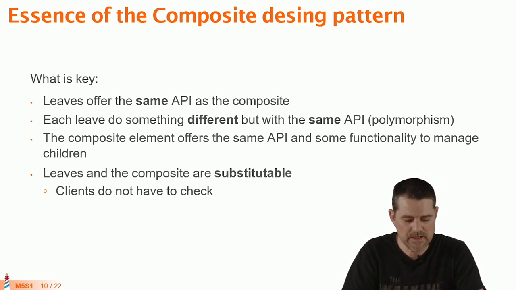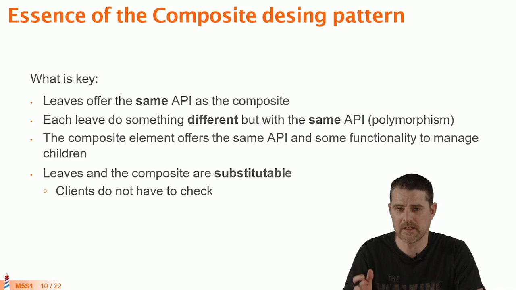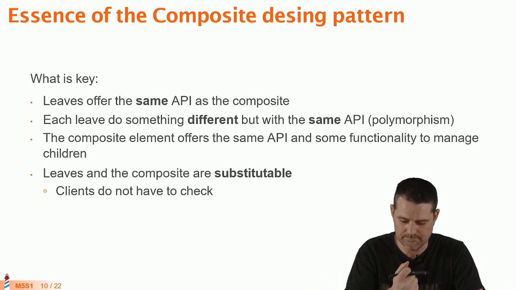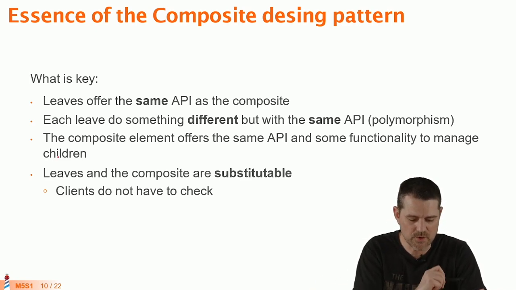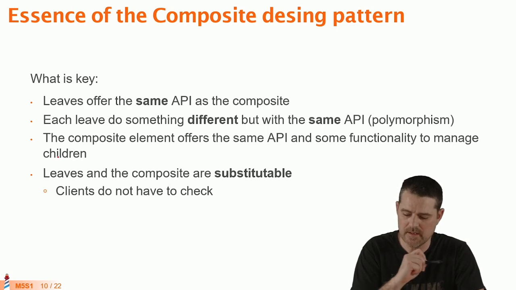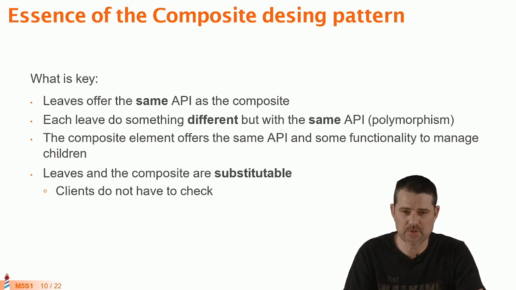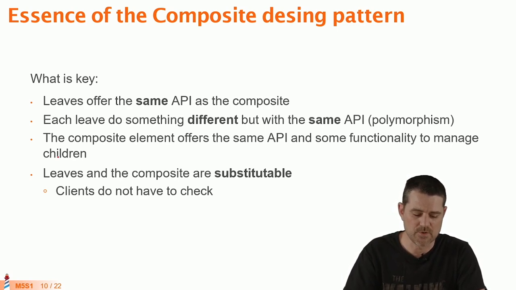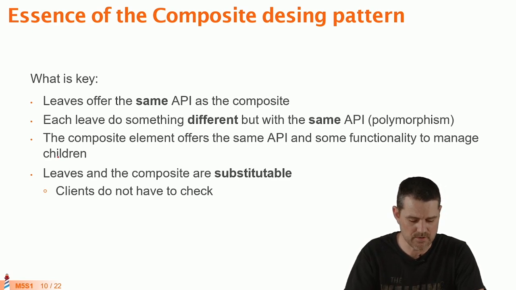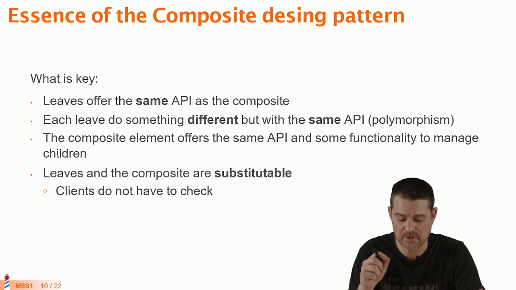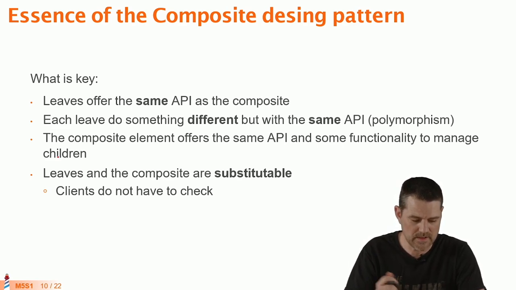Then each leaf does something different. It just needs to implement the same API, but it's not mandatory to do the same thing. Each leaf can have a different operation. The composite element offers the same API plus some functionality to manage the children. So you can add and remove children in the composition. And of course, since they have the same API, leaves and composite are substitutable. Clients do not have to check.